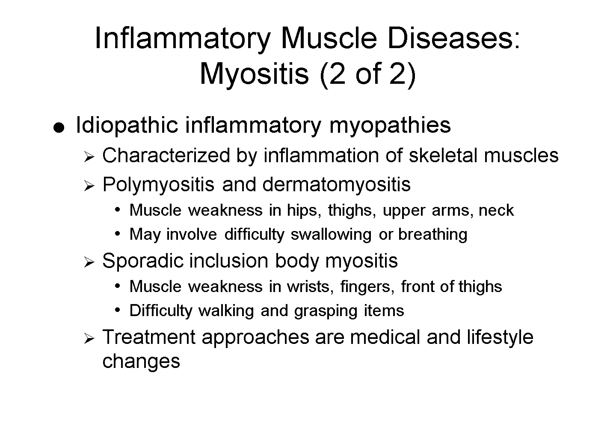Polymyositis and dermatomyositis are autoimmune myopathies causing proximal muscle weakness, especially in the hips, shoulders, and neck. In sporadic inclusion body myositis, weakness occurs in the wrists, fingers, and thighs. Patients may struggle with walking, grasping, or even swallowing. Treatment includes immunosuppressive therapy and supportive care.